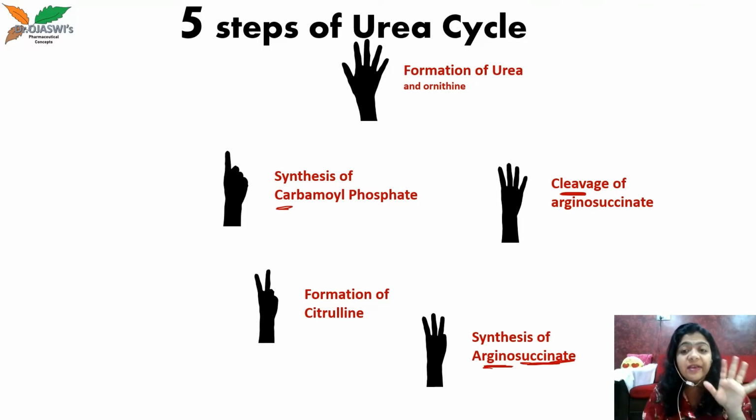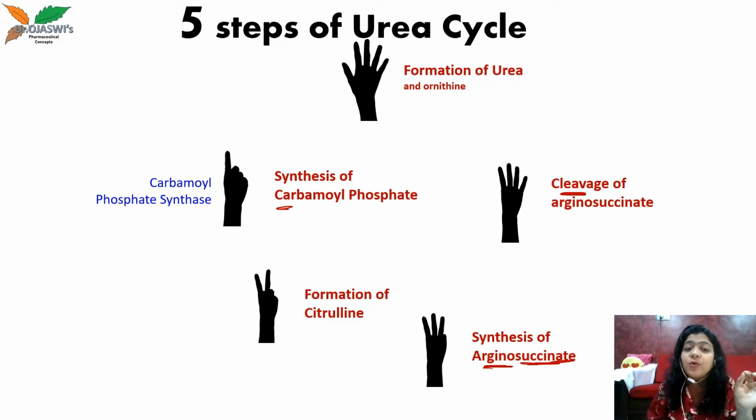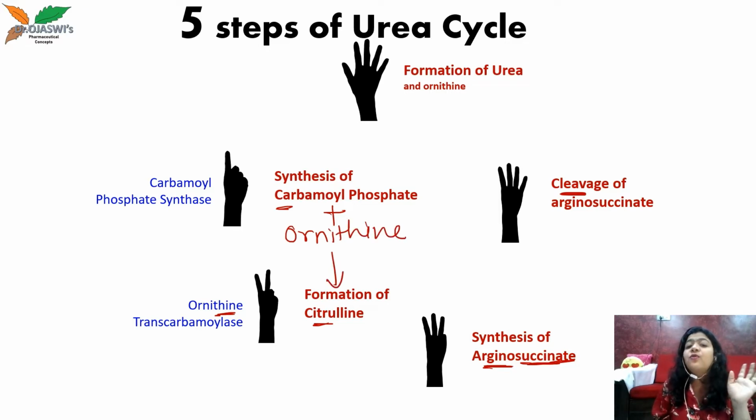Let us see which 5 enzymes are taking part in these 5 steps. The first enzyme, as I told you, is carbamoyl phosphate synthase. The second enzyme is ornithine transcarbamylase. Now what is this ornithine? Ornithine and citrulline are both basic amino acids. So the name ornithine has come here, no? That means definitely this carbamoyl phosphate is reacting with the amino acid ornithine to form citrulline with the help of this enzyme.